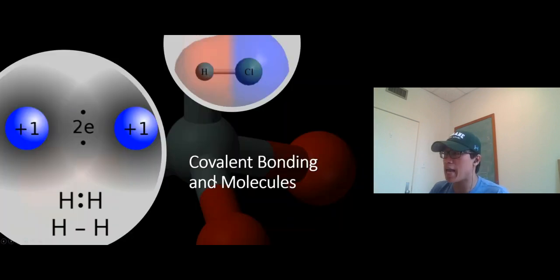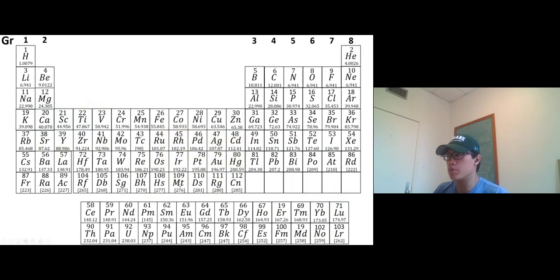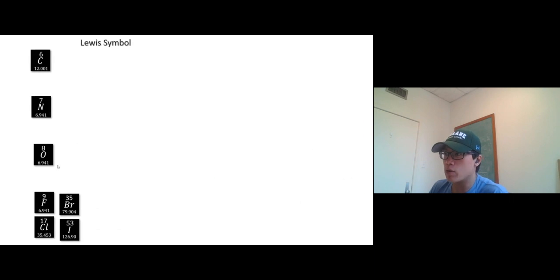All right, now let's go on to Chapter 9. Let's review real quick. There are three types of bonding. For chemical bonds, we have ionic bond, covalent bond, and metallic bond. Now we're going to spend time talking about covalent bonds. Let's start with the covalent bonding of these elements. We're going to put them here on the left side.